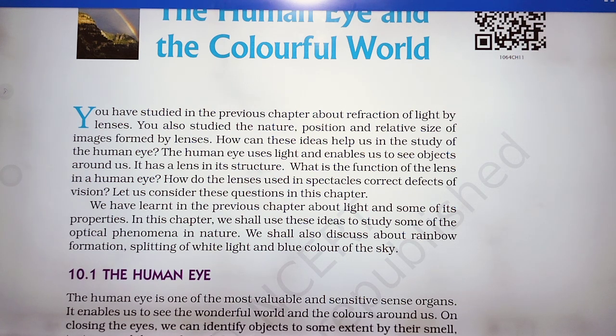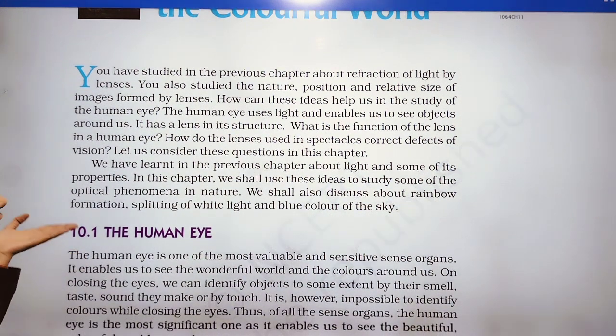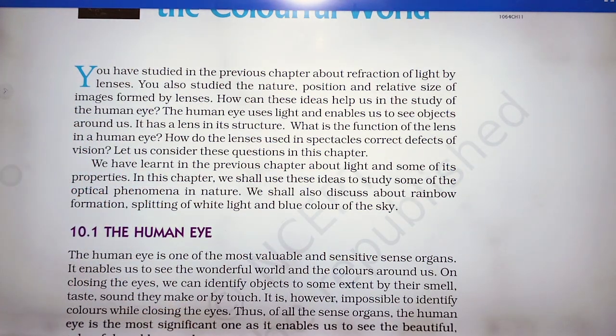So let's see. We have learned in the previous chapter about light and some of its properties, and in this chapter we use these ideas and properties in some of the optical phenomena in nature. We shall also discuss the rainbow formation, splitting of white light, the blue color of the sky, and also sunrise and sunset. This is the detail of what we have to learn in this chapter.